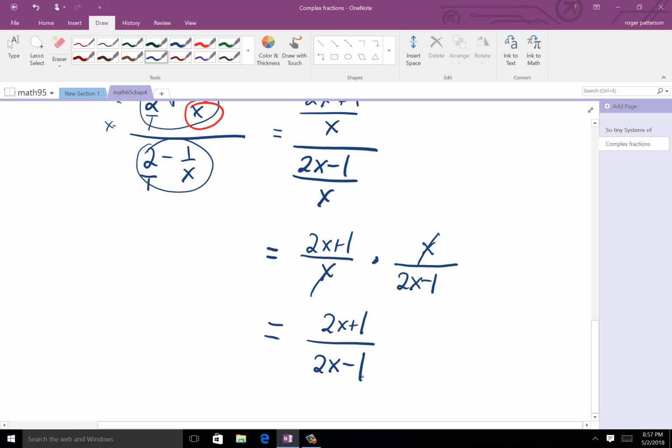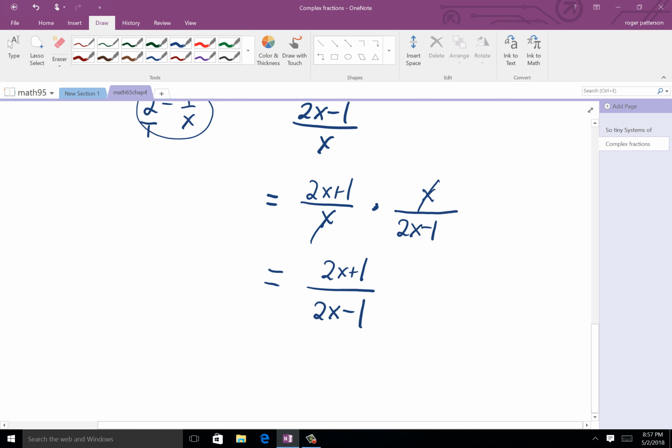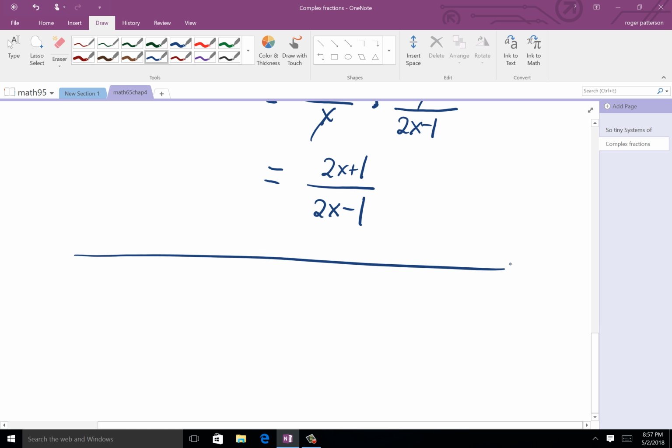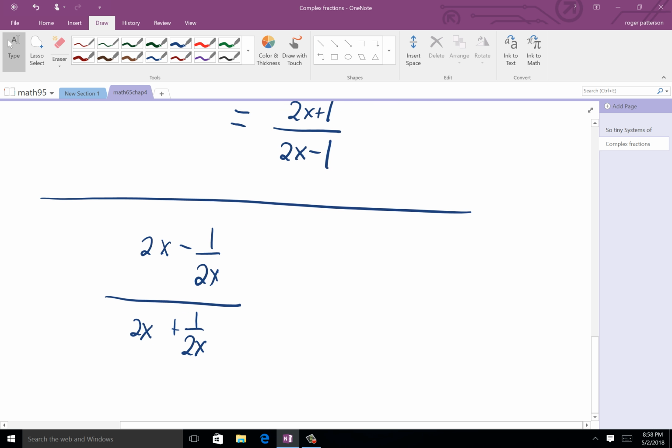But it's a little different than the other one. The other one we just went ahead and flipped and multiplied. On this type, we need to work the top, work the bottom, and then we can flip and multiply. Okay, this here we'll do this one. Alright, same type of problem though.